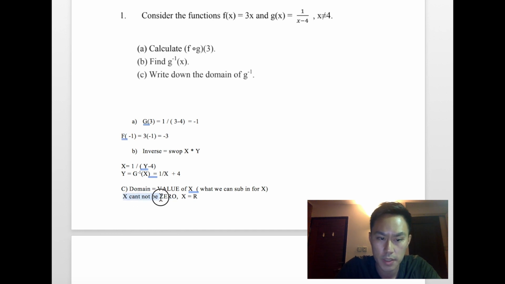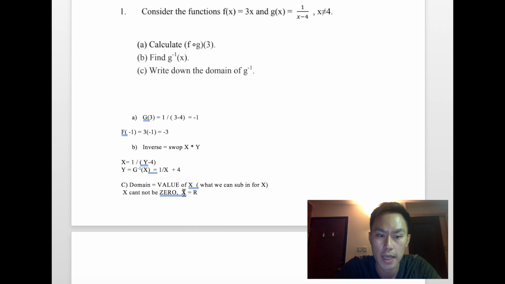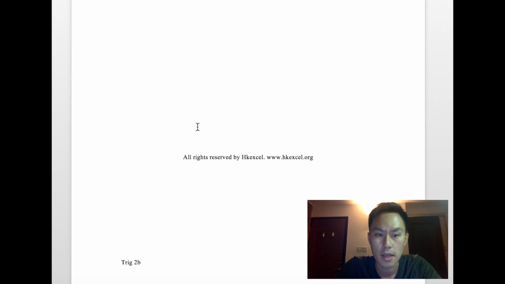So cannot be equal to 0, then we can just use the symbol, which is, yeah, not equal to 0. Okay, I believe you know that. And then for this one you can just say x is an element of the real numbers. Okay, yeah, so that's it.